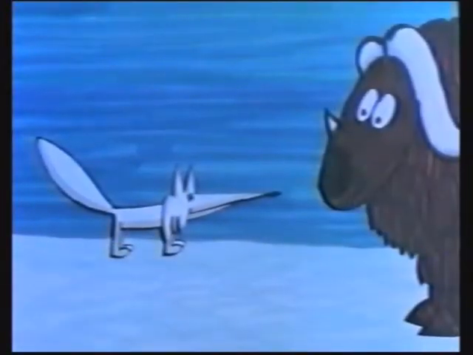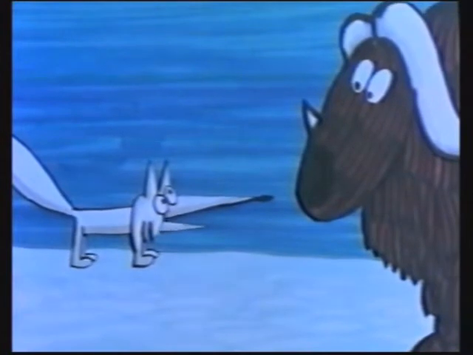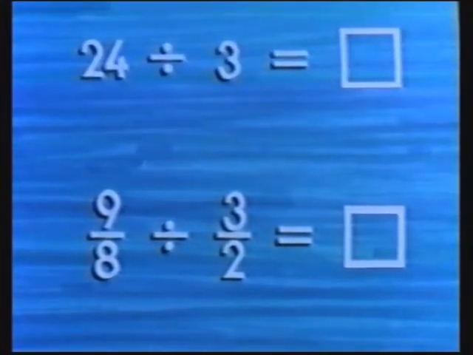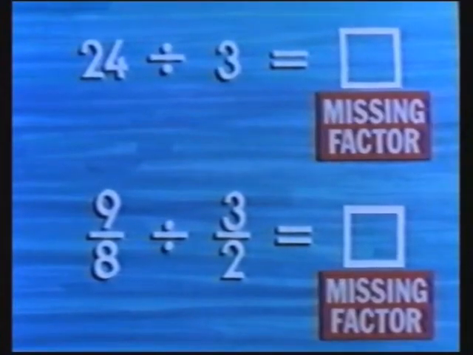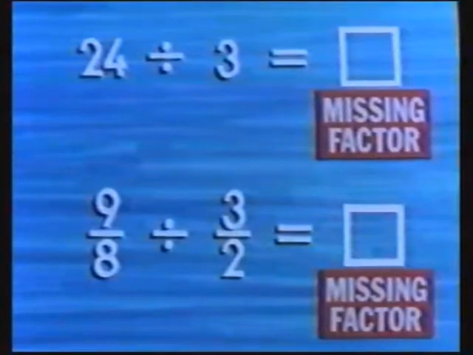Then one day, her friend Arthur the Arctic Fox said, "Come on, Lola. You should be able to divide fractions. Let's look at a problem. You can use the same idea that you use with whole numbers. You just want to find the missing factor. Right. You have a product and a given factor, and you must find the missing factor."